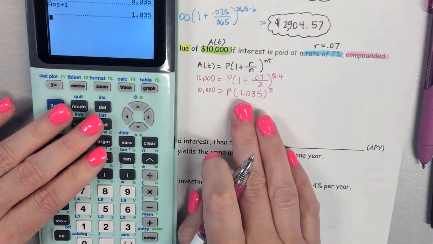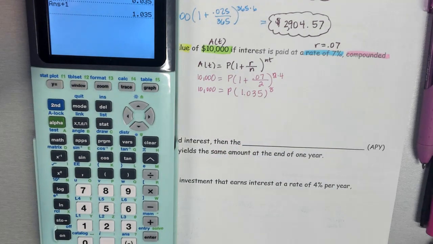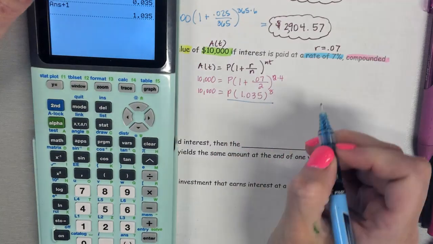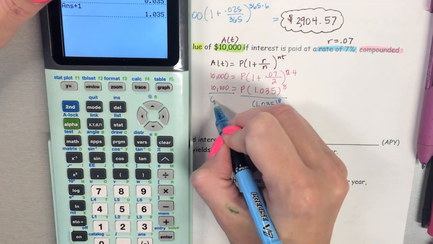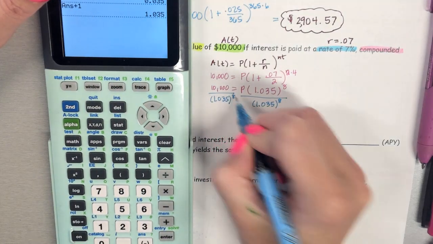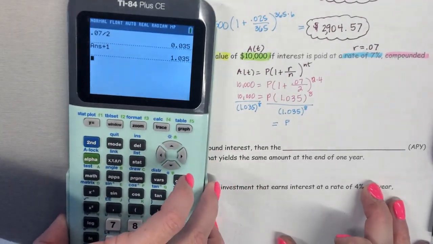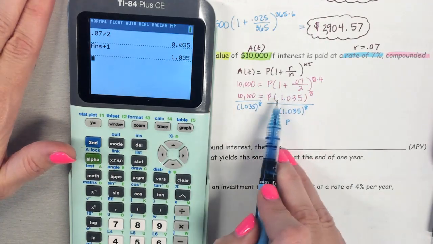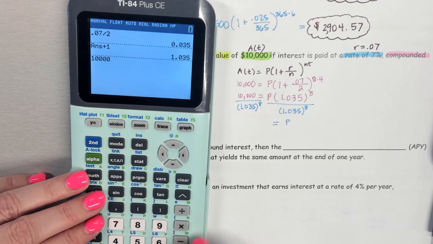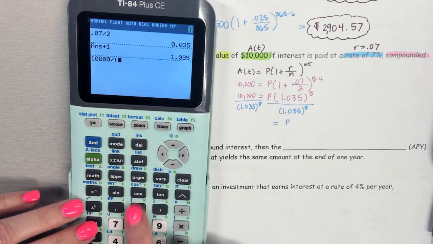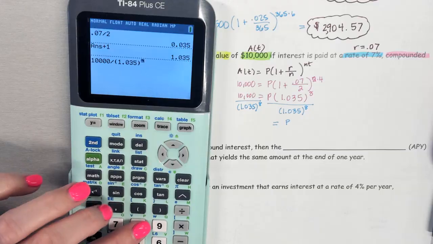Okay, when you're doing this, you can raise this to the 8th power and find that decimal, or if you're solving for P, you're just going to be dividing by 1.035 to the 8th. So if you want to divide to find what the value of P is, you can absolutely do that. Okay, so we simplified here, we did not round. So then I can do 10,000 divided by 1.035 to the power of 8.